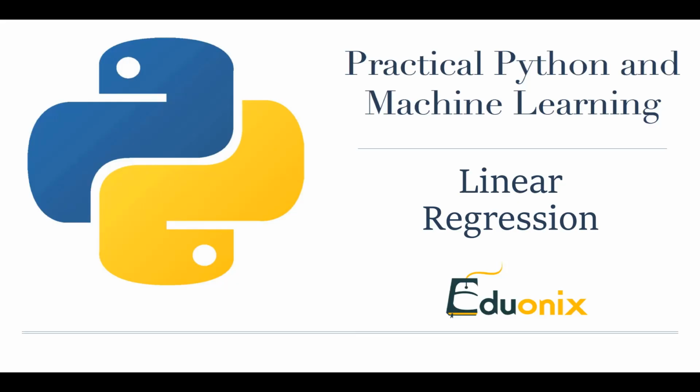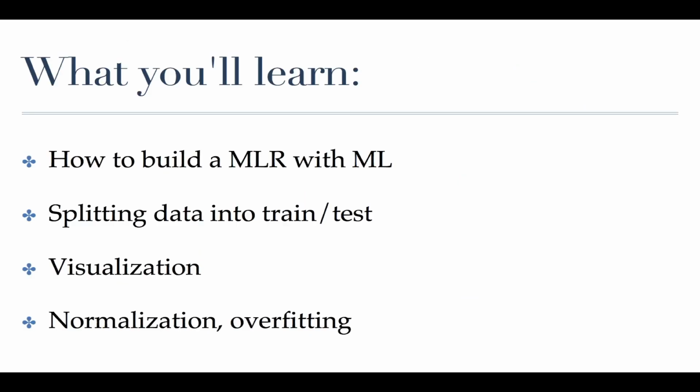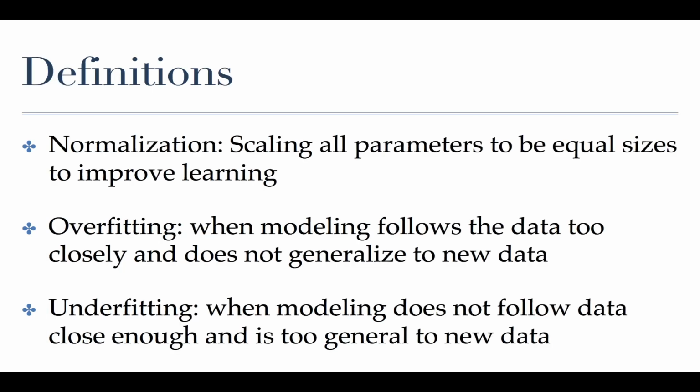We are going to continue off where we left off in part 1 of our linear regression coding section, and we're going to introduce a couple of little extra things and concepts and definitions into your vocabulary. So again, we're still going to deal with the same code. We're going to learn how to build an MLR with machine learning, split that data, and learn how to use that function. We're going to deal a lot more with visualization, a lot less with the fundamentals of Python. And then I want to introduce two concepts to you that we're going to go over in greater detail later: the concepts of normalization and overfitting.